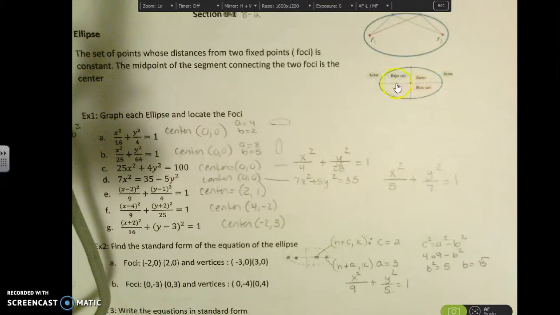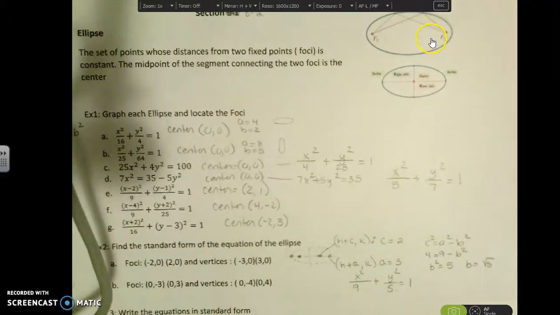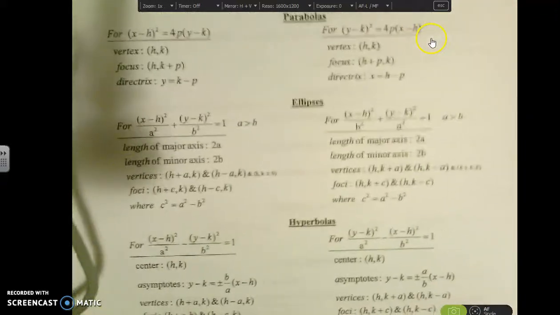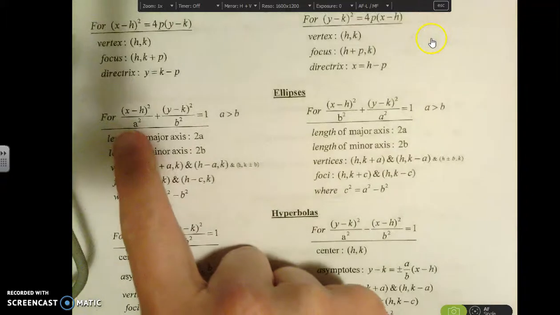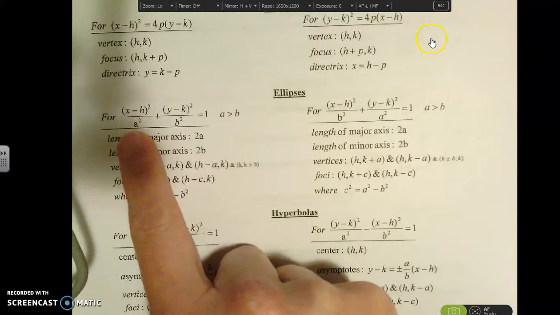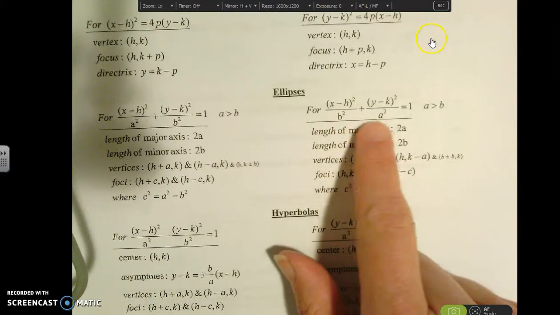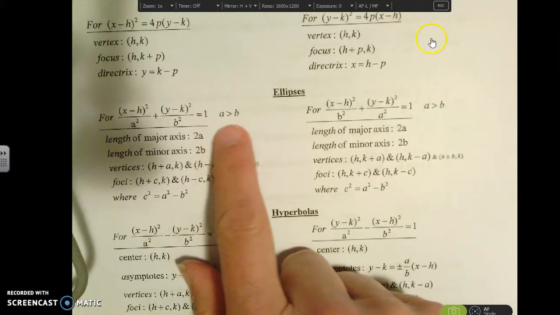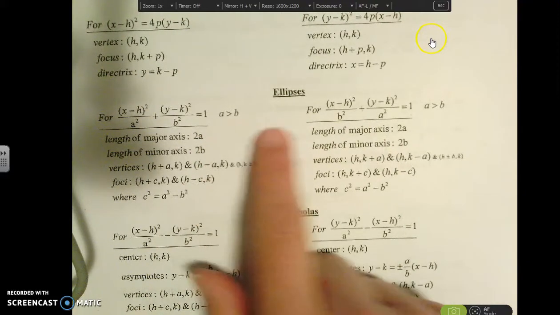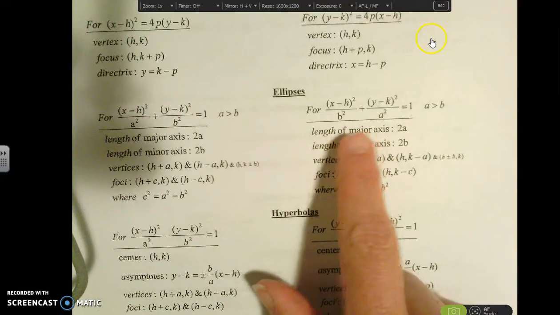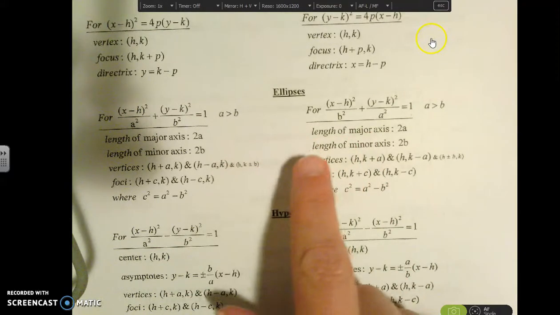The major axis is always going to be represented by the value of A, and the minor axis is always going to be represented by the value of B, and then the foci are always going to be the value of C. So if we look at our formula sheet for a second, you'll notice that for ellipses, we have x minus h squared over a squared, and then over b squared. And here it looks the same except the a and the b are switched. So A always has to be bigger than B because it's your major axis.